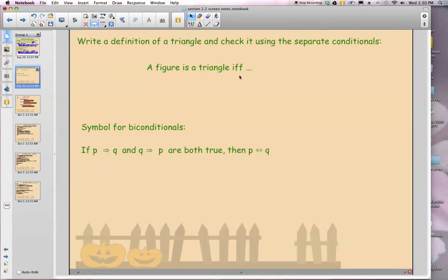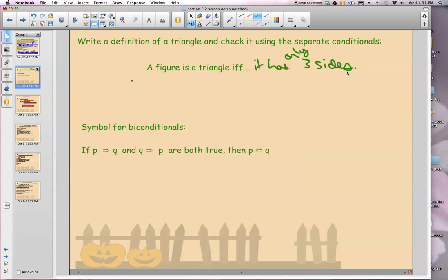Let's try and write a good definition, and then we'll test it using what we just did. Okay, so a figure is a triangle, if and only if. Well, give it a shot. What do you have to have in order for it to be a triangle? Well, let's try something like a figure is a triangle if and only if it has, what should we say, 3 sides? Okay, or if it has only 3 sides, maybe. All right, so you write that. And then you test it.